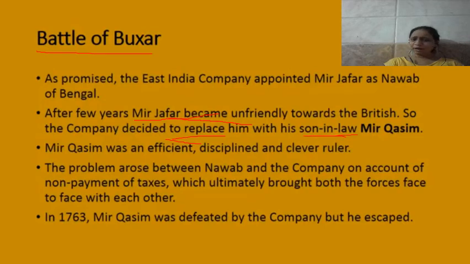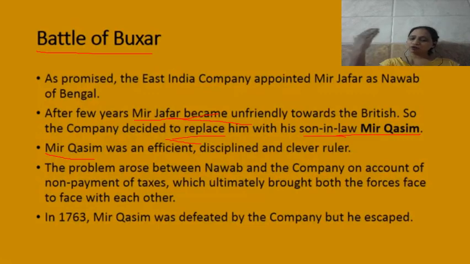Yes, same bribe. जो bribe रॉबर्ट क्लाइव ने मीर जाफर को दिया होता है, वो सेम ब्राइब ब्रिटिश ईस्ट इंडिया कंपनी वापस यूज करती है टू रिप्लेस द मीर जाफर. And this time they tempted the son-in-law of Mir Jafar, who was Mir Qasim. Son-in-law means दामाद. Mir Qasim was an efficient, disciplined and clever ruler. लेकिन मीर कासिम भी बहुत ही clever ruler था. The problem arose between the Nawab and the company on account of the non-payment of taxes.